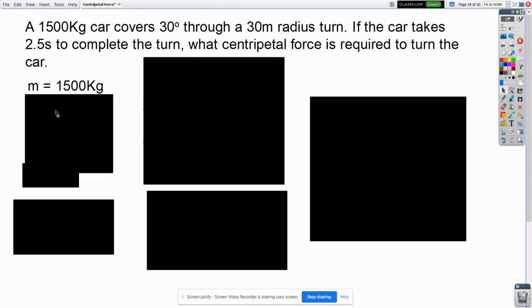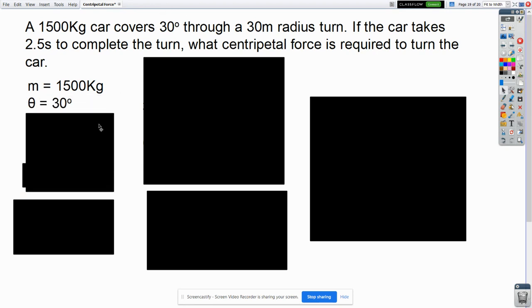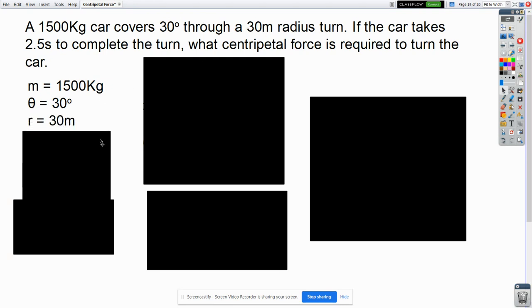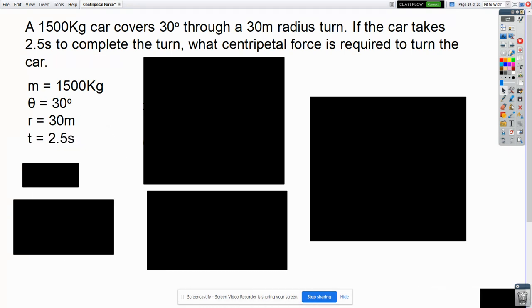1,500 kilograms, that is the mass of the car. 30 degrees. Degrees, radians, and revolutions, that's an angular displacement, theta. 30-meter radius, 2.5 seconds, that would be a time. So I have a mass, I have an angular displacement, I have a radius, and I have a time. And I need to know what centripetal force is.